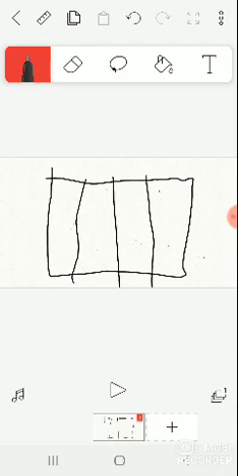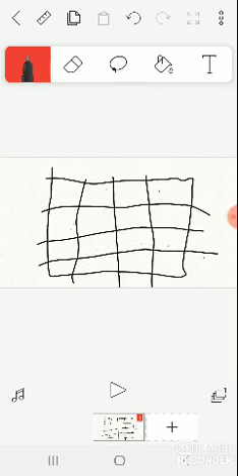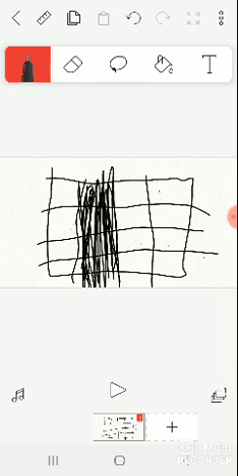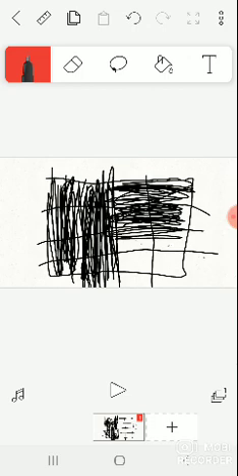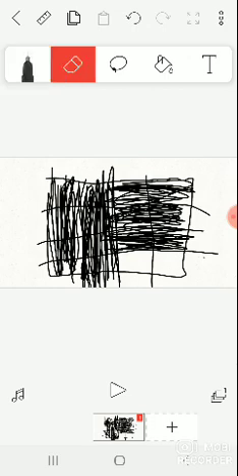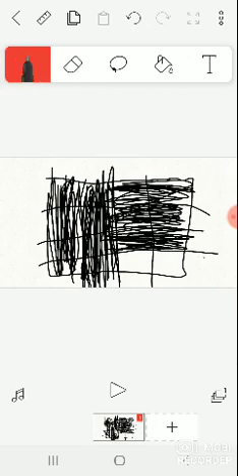1, 2, 3, 4. 1, 2, 3, 4. 2 on 4, right? That's half. That's our 2 on 4. Pretty basic, right? But also this. It's 3. Now it equals 6. It equals 6 on 12.